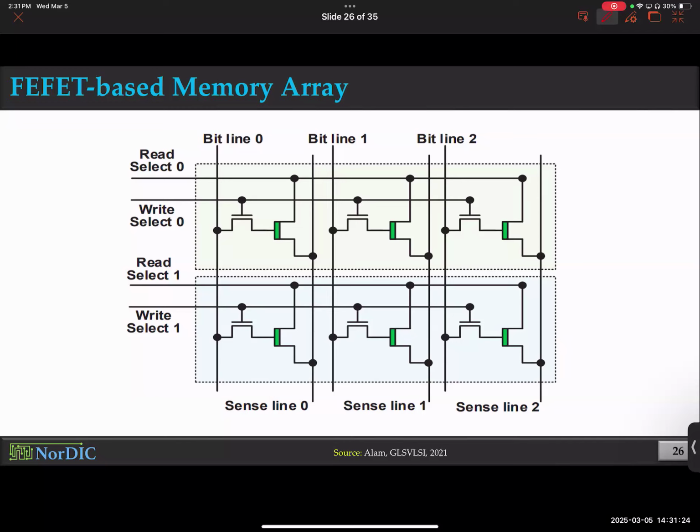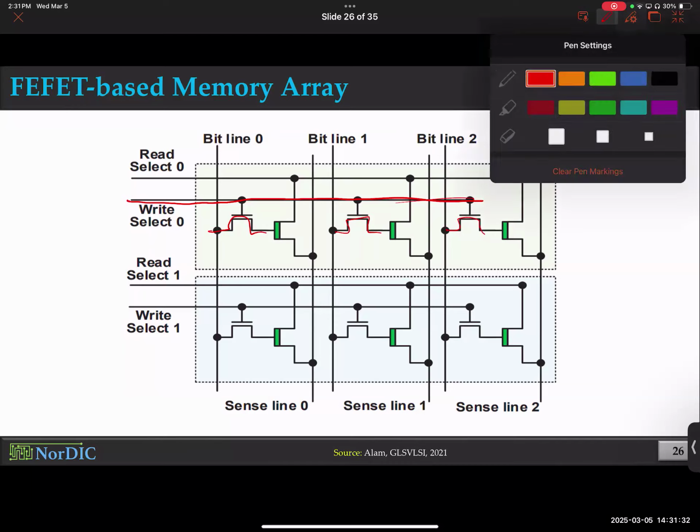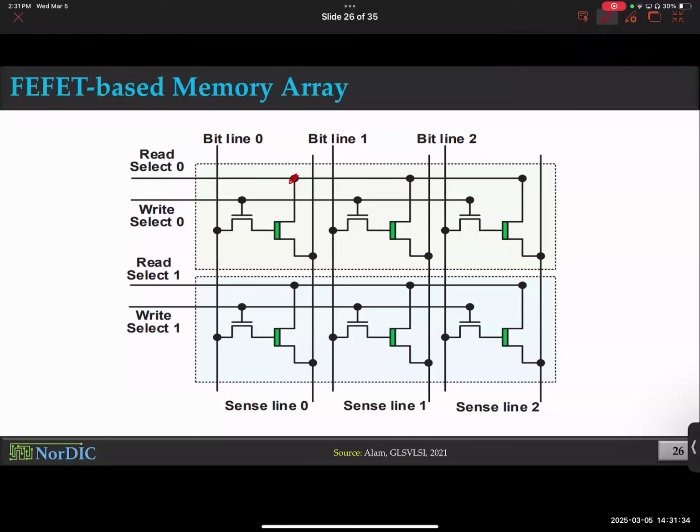So you still need a word line. You activate these transistors using the word line when you read or write, right? And then you still have bit line and source line. You have to provide voltages to these two sides of the transistor, right? So that means you need bit line and source line as well. Yes.